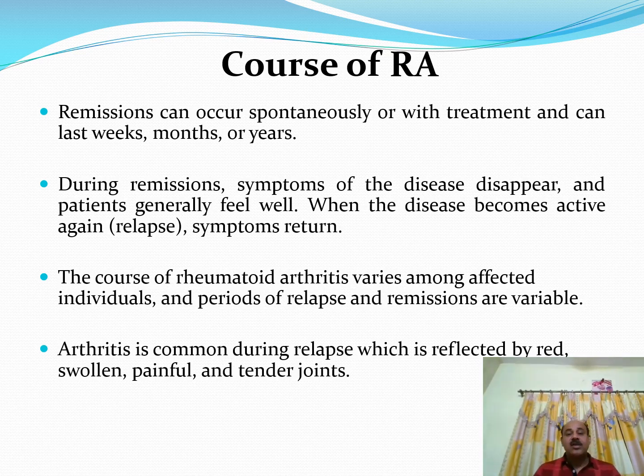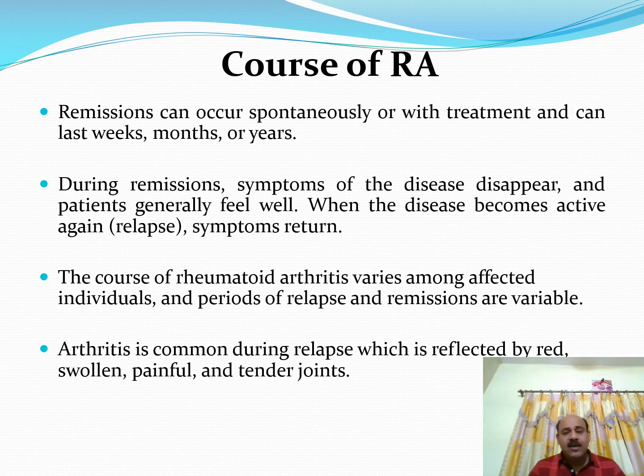Arthritis is common during relapse phase, which is characterized by active synovitis, reflected by red, swollen, painful, and tender joints. So we should understand the natural course of disease. Ups and downs are frequently seen in case of RA. Means relapse and remission are seen in most of the patients, and the duration of relapse and remission phase is also very variable. So sometimes we can understand that even without treatment there may be remission.